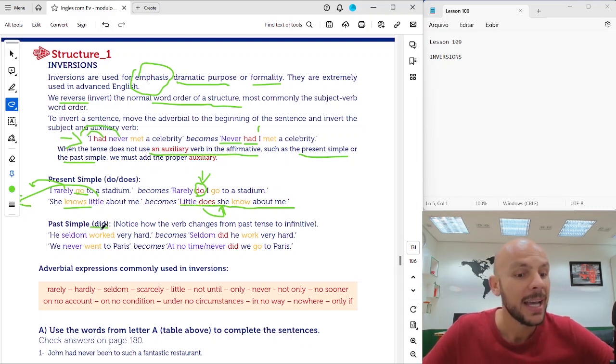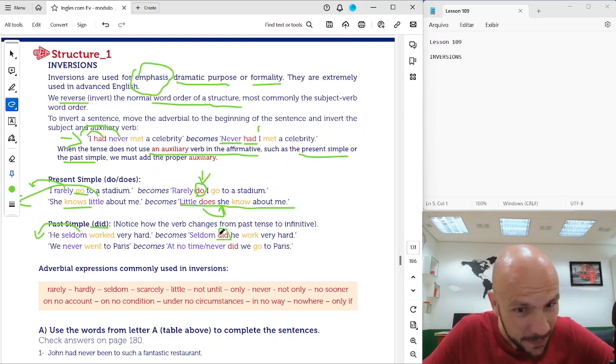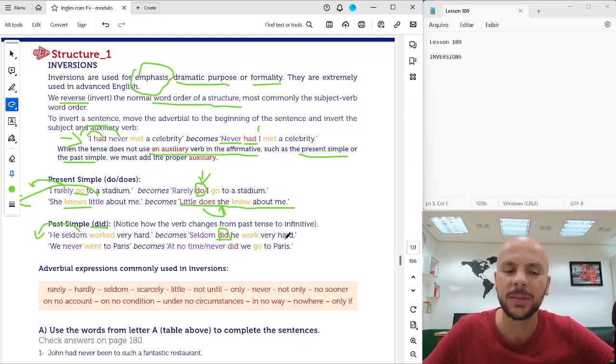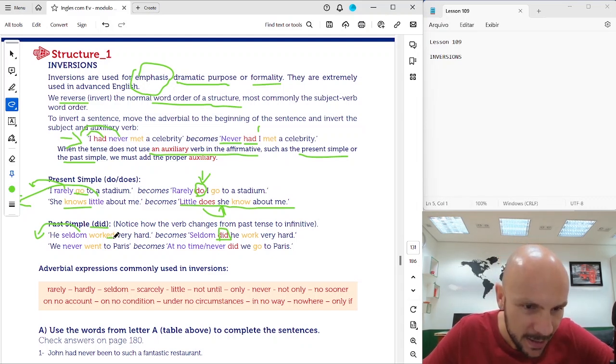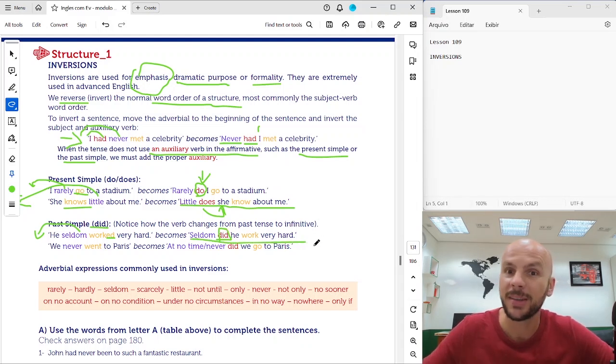In the past simple, the auxiliary is did. Okay? He seldom worked very hard. So seldom at the beginning. Seldom means rarely. So rarely did he work very hard. Okay? We remove the ed and then we add the auxiliary. Seldom did he work very hard. That's a very advanced sentence.